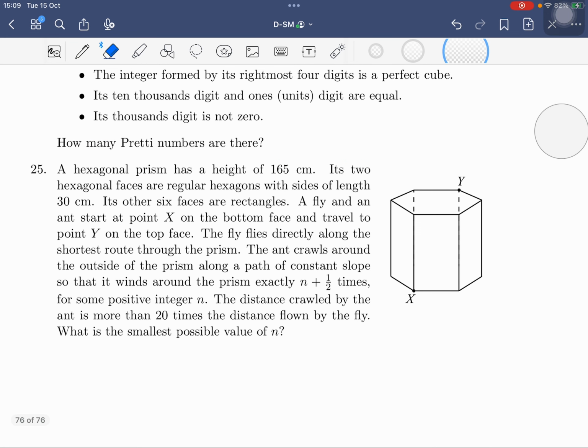And number 25. Oh, the questions are quite tough. A hexagonal prism has a height of 165. The 2 hexagonal faces are regular hexagons with a side length of 30. So each side is 30, and this is a regular hexagon.